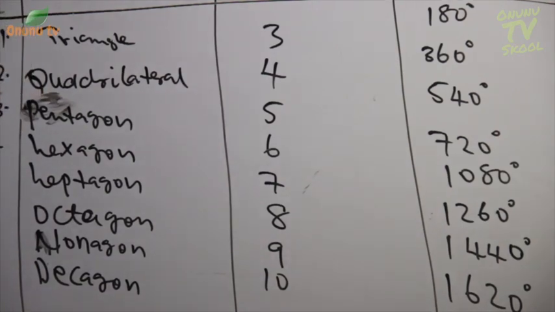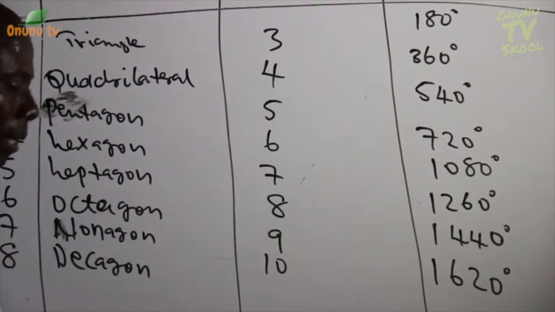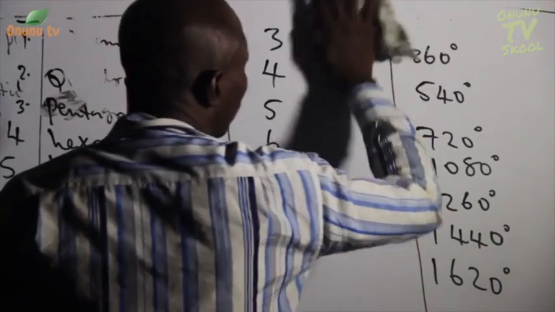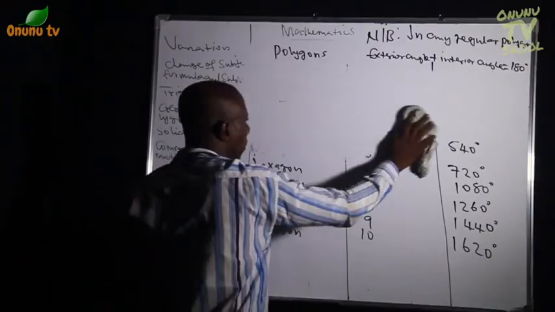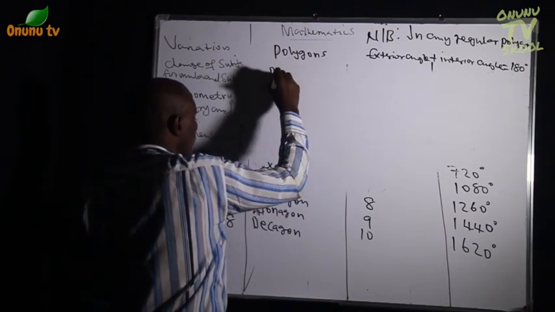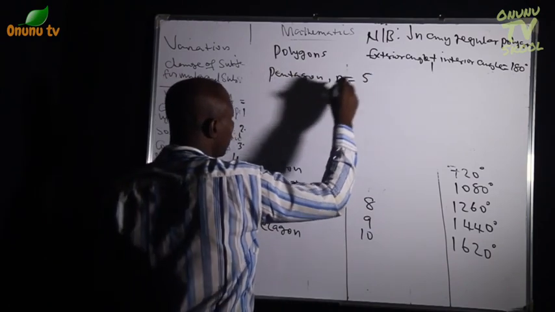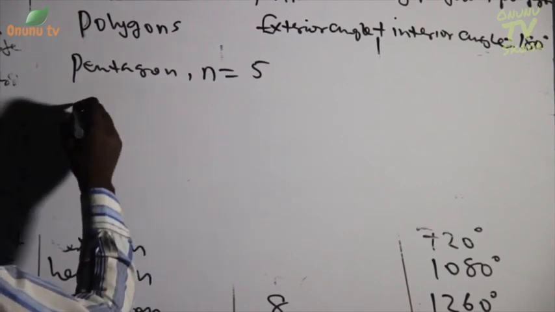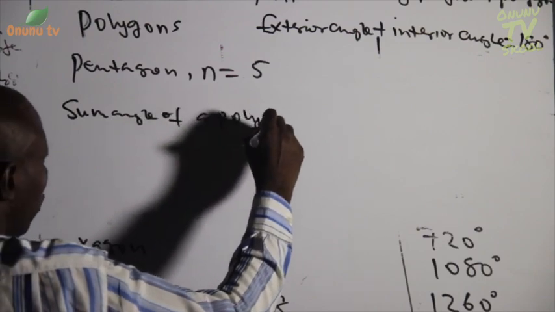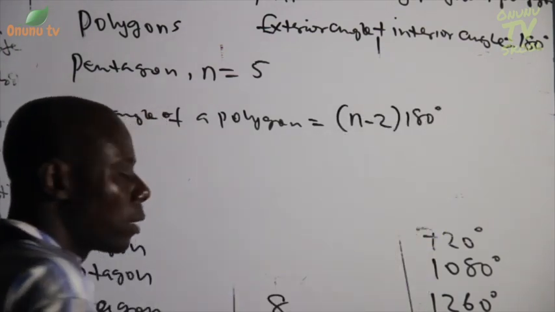So these are the kind of polygons we have based on the number of sides, and here are their sum of angles. How do we get all these angles? We are going to look at it one by one. Now, for example, for a pentagon, n is 5. How do we calculate the sum of angles? We say that the sum of angles of a polygon equals (n minus 2) times 180 degrees.